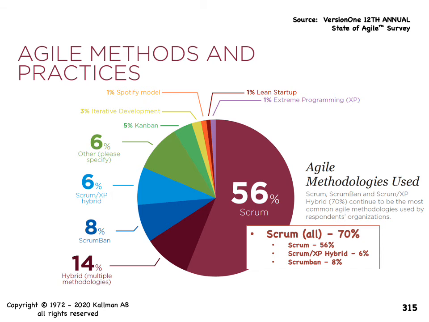In the 12th annual, you'll notice that Scrum went down to 56%. The Scrum XP hybrid went down to 6% from 10. Scrumban held at 8%. But still, we're talking 70%. So you're talking somewhere between 70 and 75% of all Agile methodologies is Scrum.